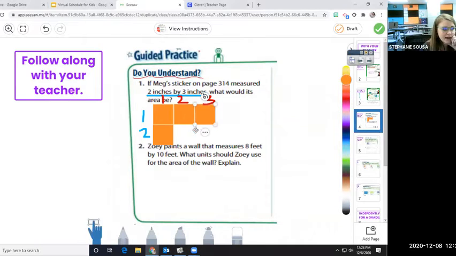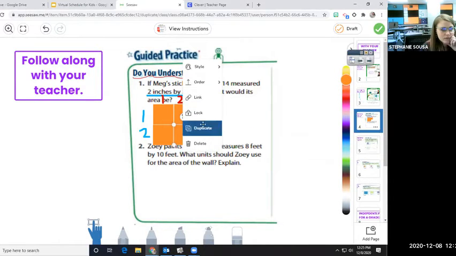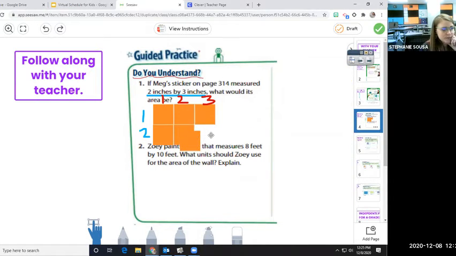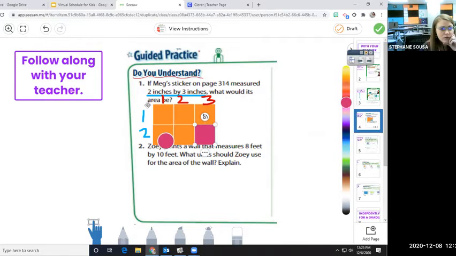Now we know that rectangles have to be full on the top and the bottom. So I'm also going to duplicate it and fill it in down here. So we have just created a sticker that is 2 inches by 3 inches. What would its area be? Well, let's count. 1, 2, 3, 4, 5, 6. So its area would be 6.